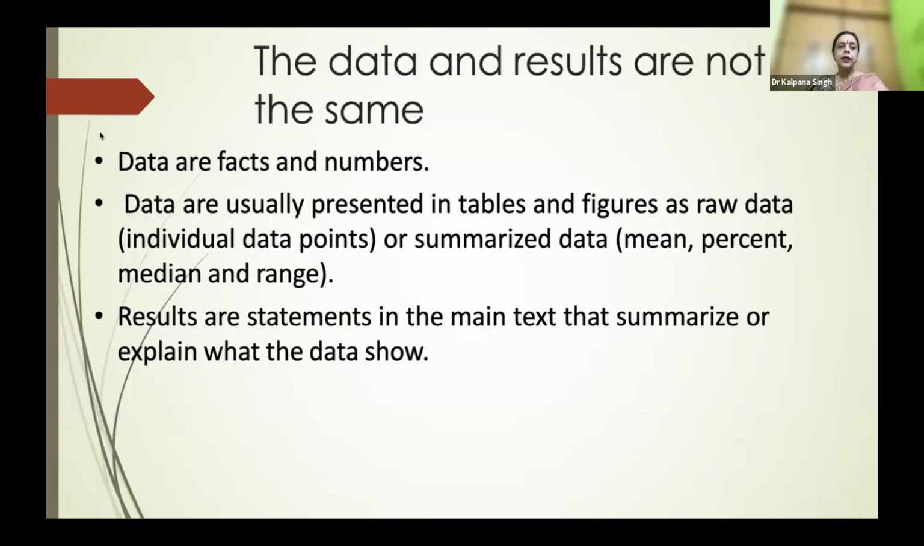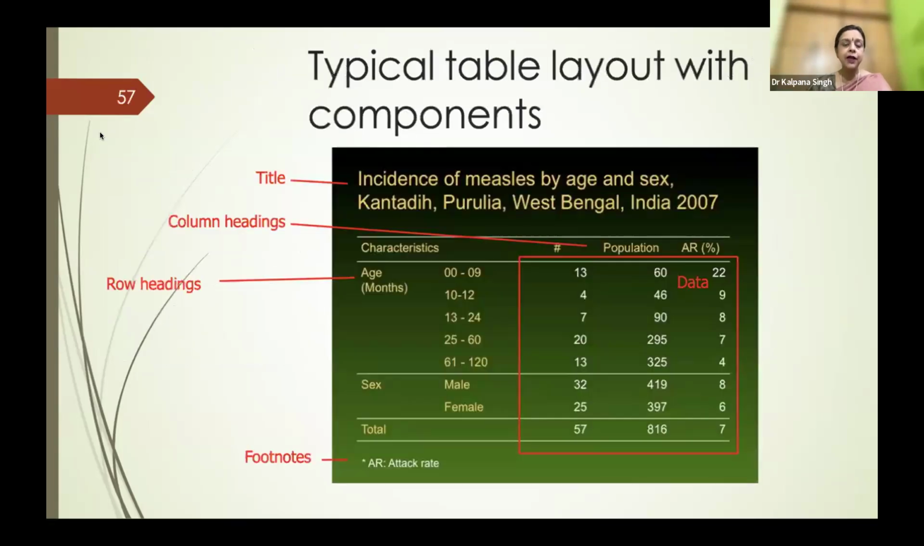But we have to know that data and results are not the same. Data are just facts and numbers. We basically collect data when we do the study, so data and numbers are available. Data are usually presented in tables and figures as raw data or summarized data in the form of mean, percentage, median, or range. The results are a statement in the main text that summarizes or explains what the data is showing. So data and results are not the same, and we have to differentiate that.